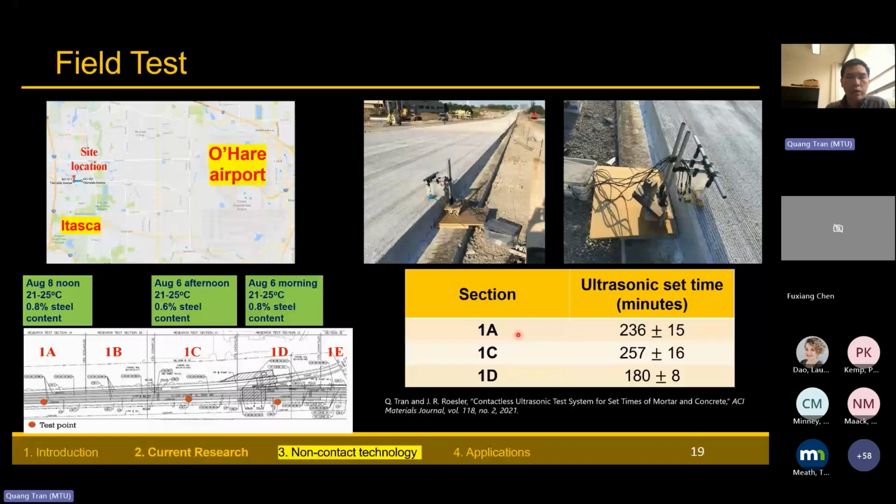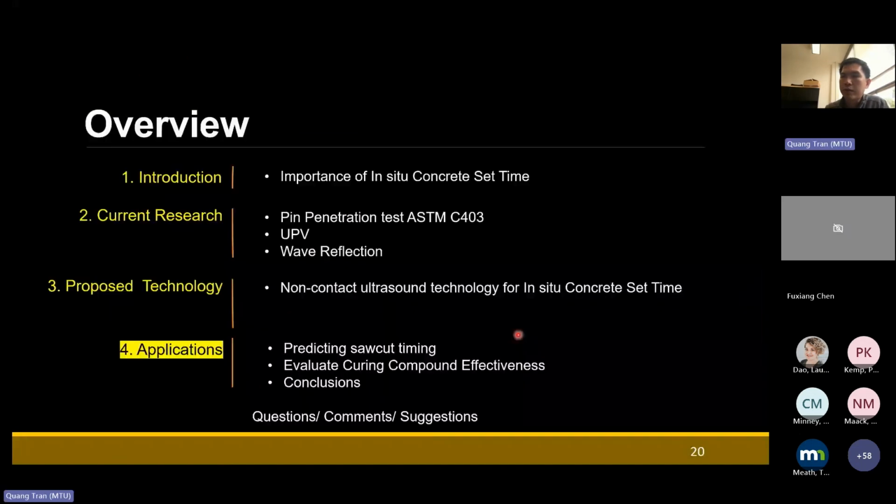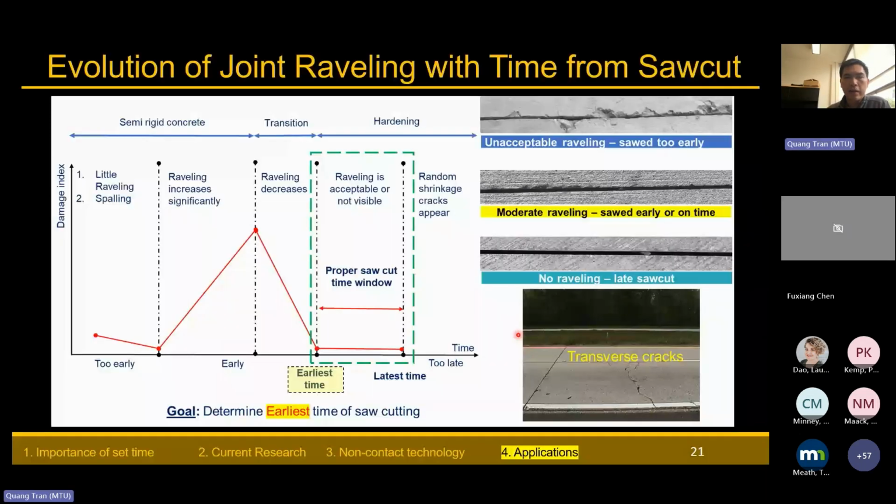So with that, I will go into the next section, where I will talk about some applications of using the non-contact technologies, including predicting the saw cut timing and evaluating curing compound effectiveness. I just want to go briefly over why the saw cut timing is so important to the quality of the pavement.